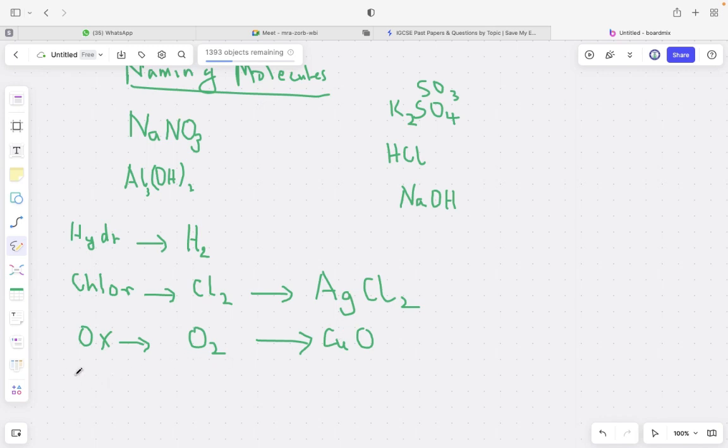What if we see sulfur? If we see sulfur, it means it contains what? The compound contains sulfur. For example, sodium sulfate. If you see sulfur, the compound contains sulfur. A good example is sodium sulfate.